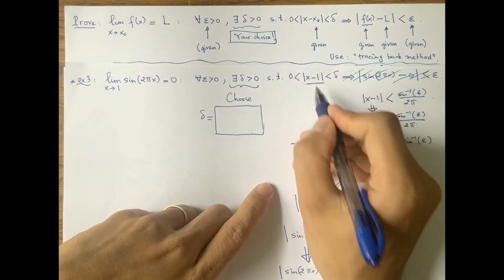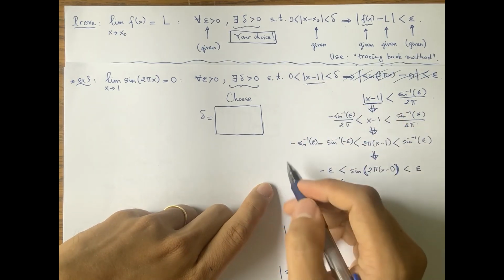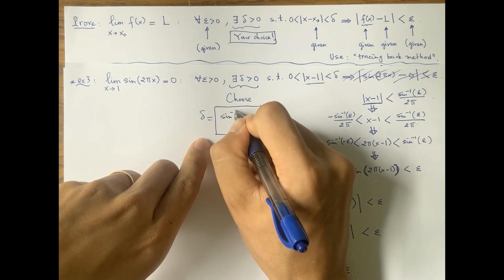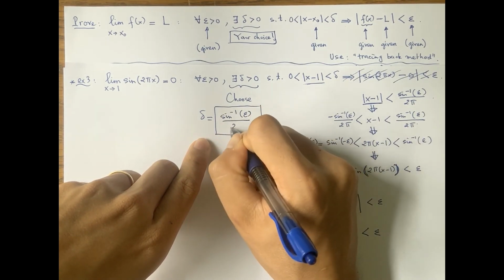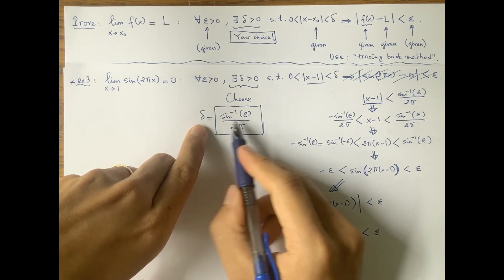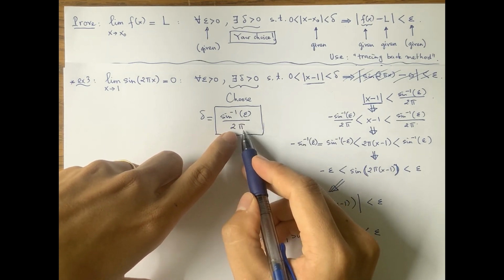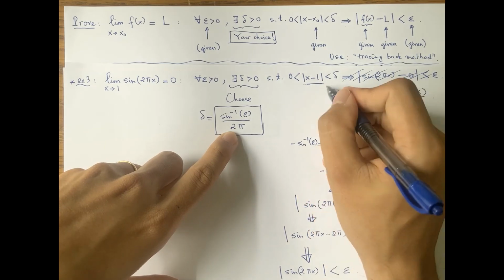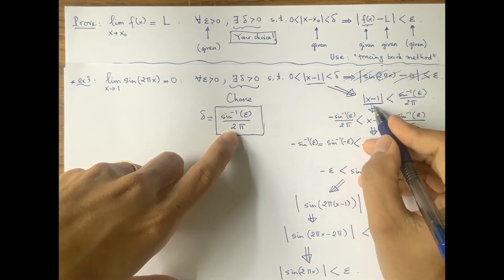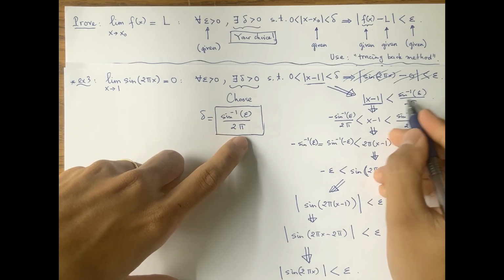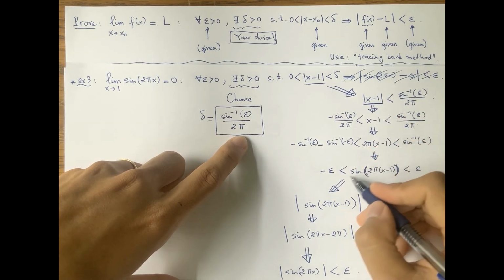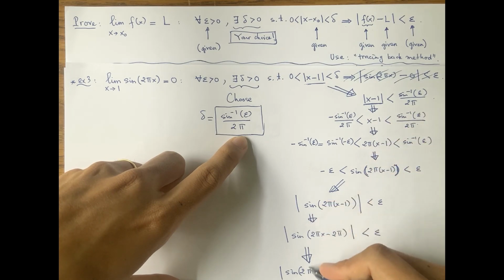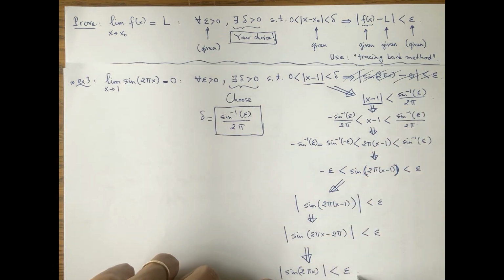And now there you go. You see that the left-hand side and the left-hand side are similar. So you can just pick delta to be this guy. Now if delta equals sin inverse of epsilon over 2 pi, then x minus 1 less than delta immediately means that x minus 1 less than the sin inverse of epsilon over 2 pi. And then the whole process that you worked backward will now give you the direction to the conclusion.